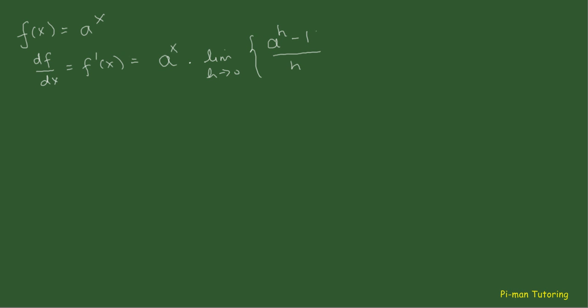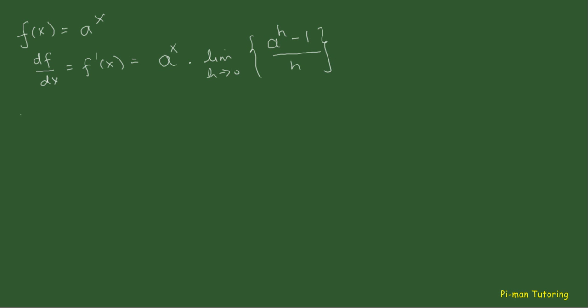So we've seen that if f of x is a to the x, then df by dx, f dashed of x, turns out to be the original function multiplied by the limit as h tends to 0 of a to the h minus 1 divided by h.